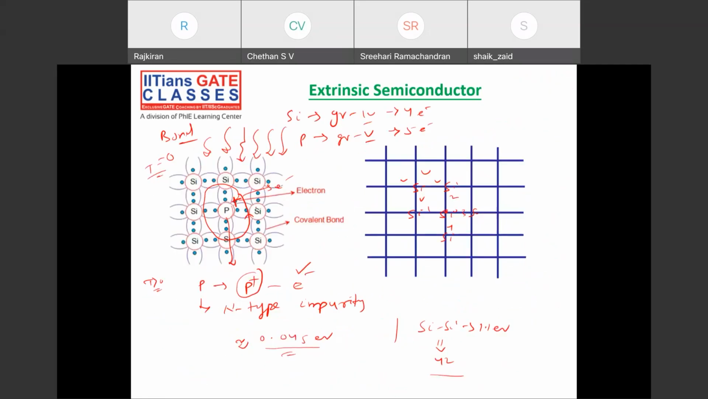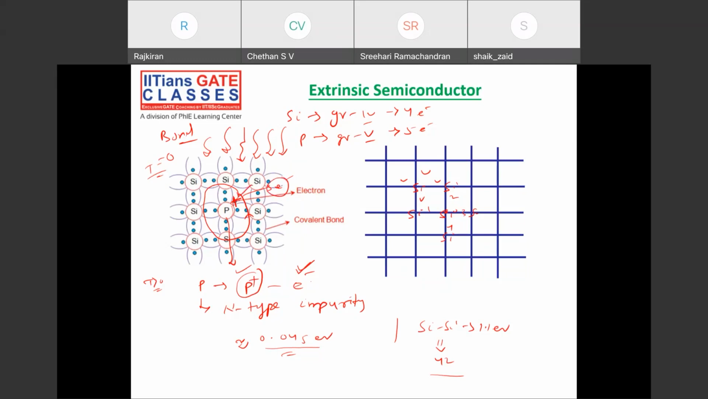Similarly, in an n-type semiconductor, the electron is emitted and the phosphorus becomes positively charged. So the number of electrons equals the number of charges on the phosphorus. Each phosphorus atom gives one electron to the conduction band and becomes positively charged. So the total positive charge equals the total negative charge. This phosphorus has given one electron and become positively charged.